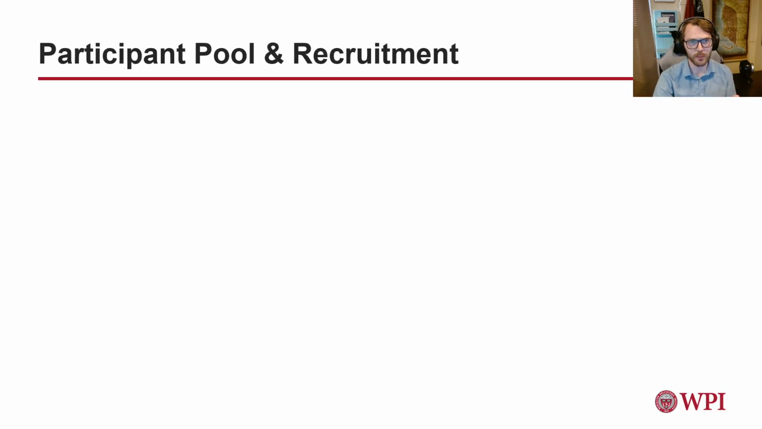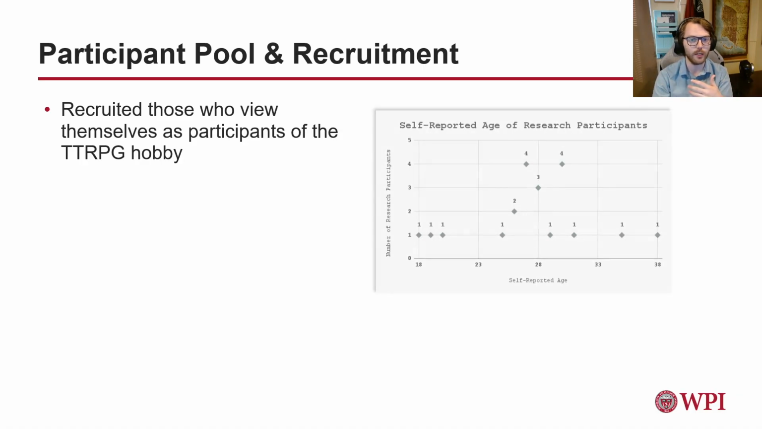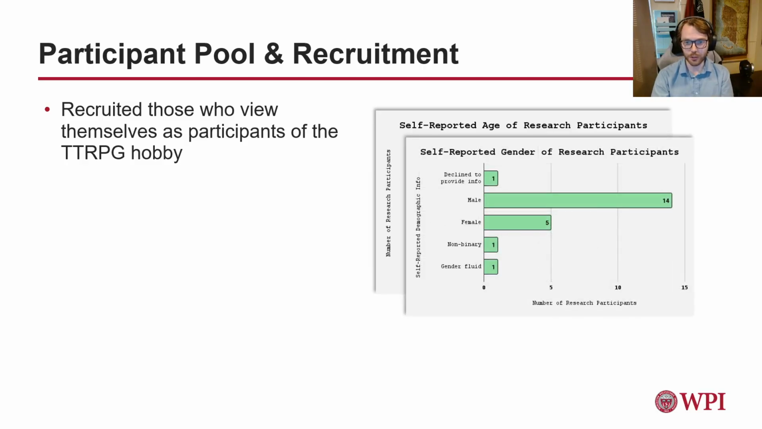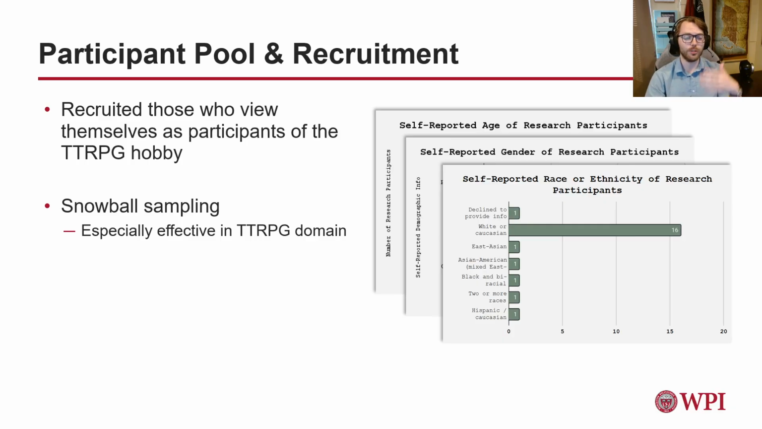To gather participants, we recruited people who viewed themselves as participants of the hobby. We didn't impose any additional requirements or say you must play this game or have this amount of experience in it. We asked them to self-report some demographic information. Here's their age, the gender breakdown of our participant population, and then the race or ethnicity as well. We used snowball sampling, where we would ask participants if they know anybody who would be interested in participating in the study. That was our primary method of gathering recruits, and this was especially effective in this domain.